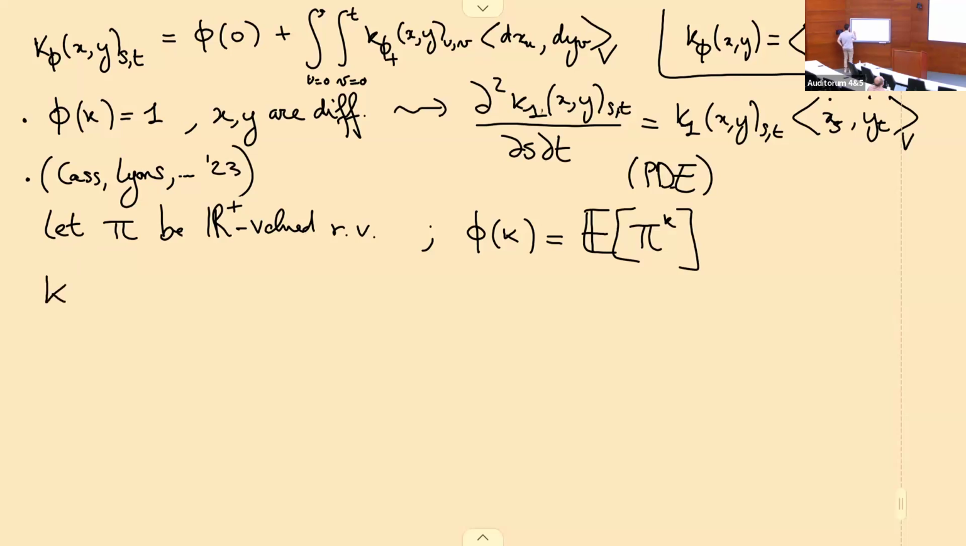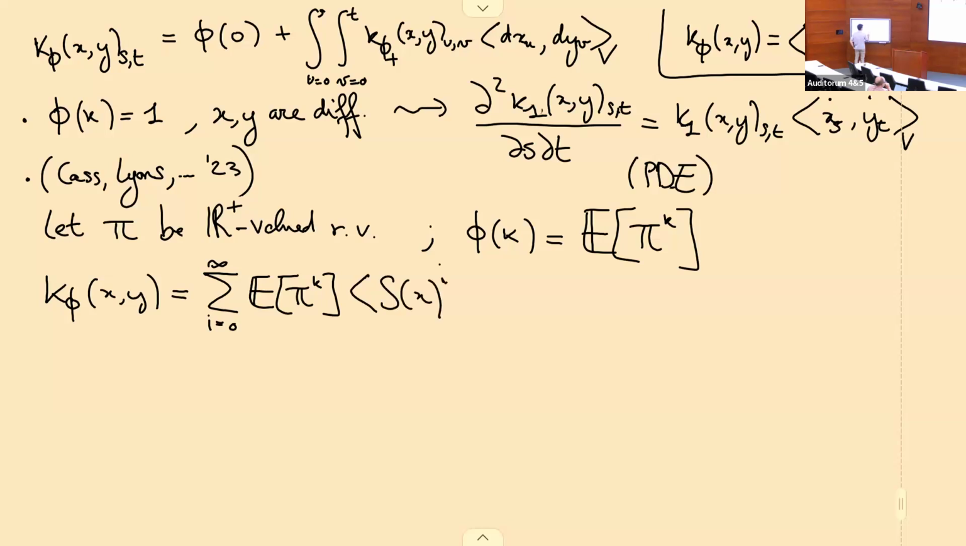Then you have k_phi(x,y). I'm not going to write (s,t) all the time, but k_phi(x,y) is equal to the sum i equals 0 to infinity of phi(k), which in this case is the expectation of pi to the k, and then you have the inner product between the ith level of the signature of x with the ith level of the signature of y, right? And this is an inner product in the ith tensor power of V.